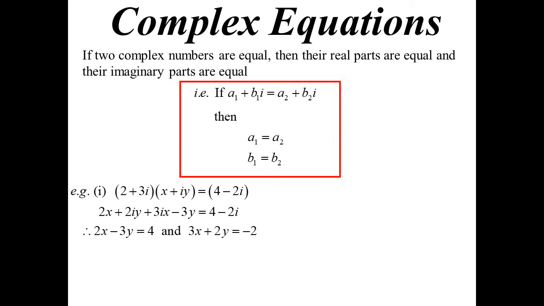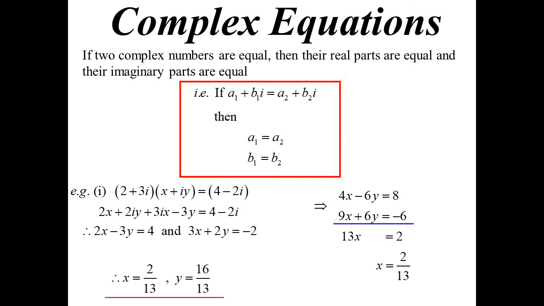But the real part must equal the real part, so 2x minus 3y must equal 4, and the imaginary part must equal the imaginary part, so 3x plus 2y is -2. Couple of simultaneous equations. Let's solve those. x is 2/13. Sub back in, and we get y is 16/13. Notice that is the answer. The answer is not 2/13 plus 16/13 i. Because the equation is saying find x and y. It's not saying find what x plus iy is.